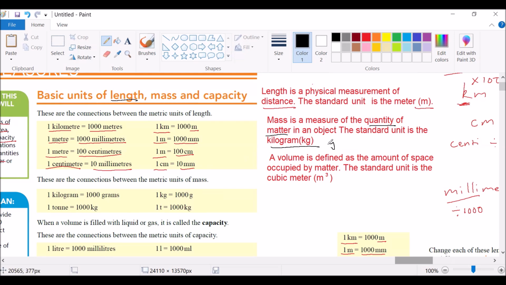And we also use the ton. The ton is a larger unit, which is equal to 1,000 kgs. So these are the conversions. 1 kilogram is 1,000 grams. 1 ton is 1,000 kgs.